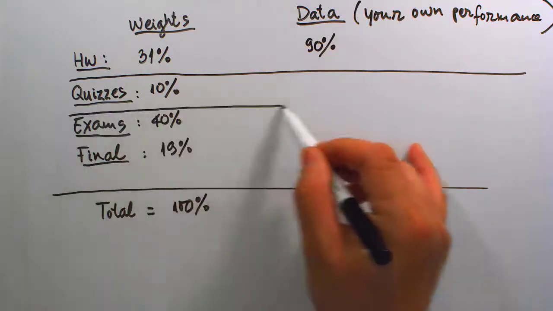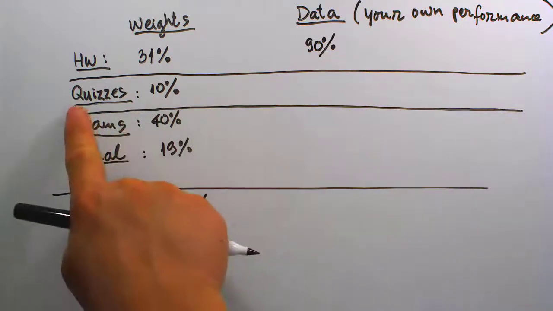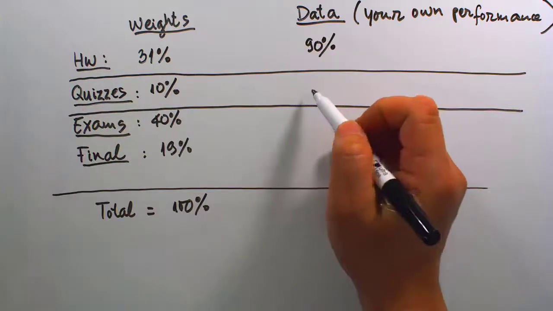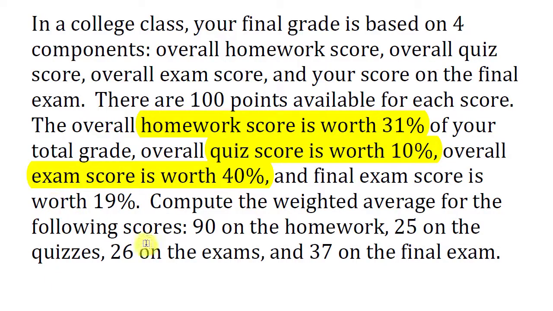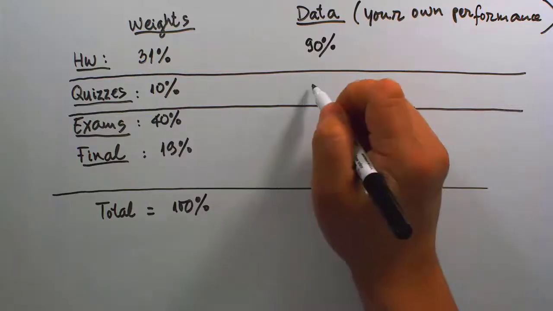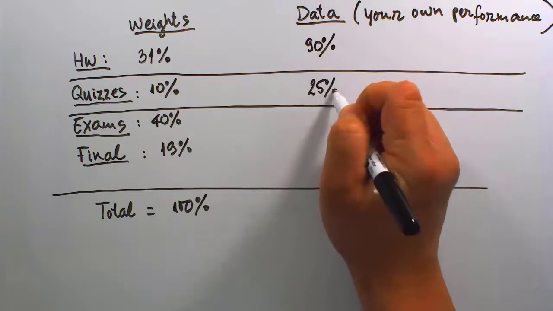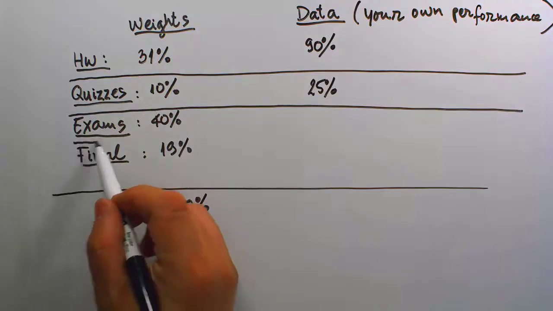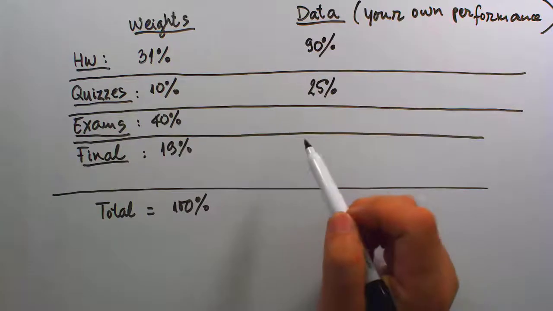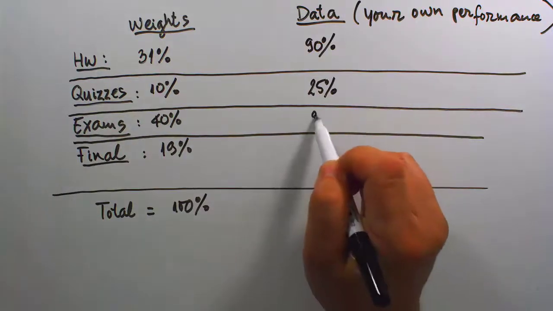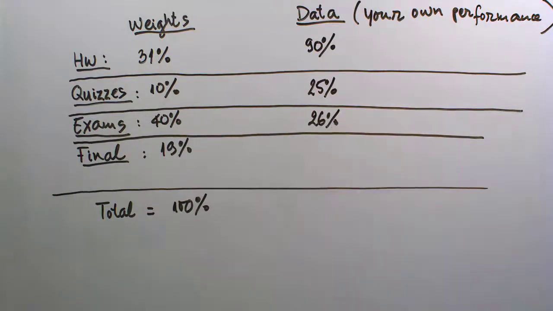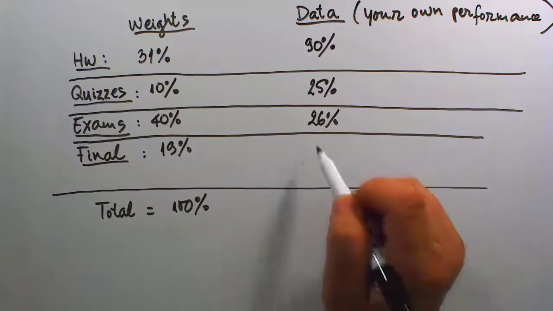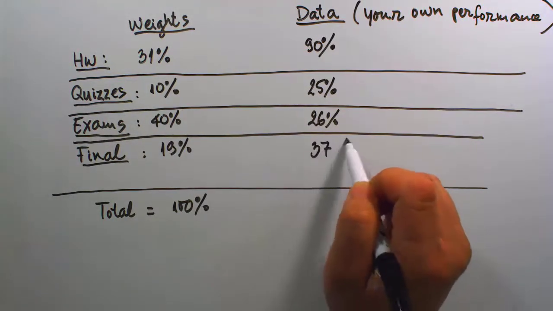The quizzes, as a separate category, all that information I've been extracting comes from here. And so 25% on the quizzes. Let's say in this scenario over here we have only made 26% on all exams. And on the final exam we have made, or you have made 37%.